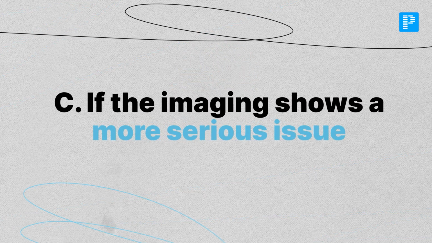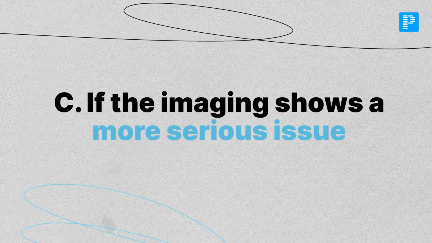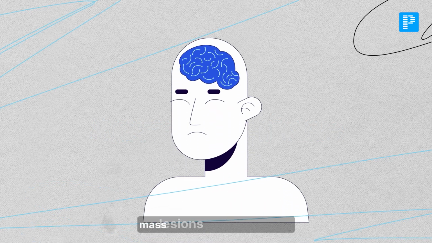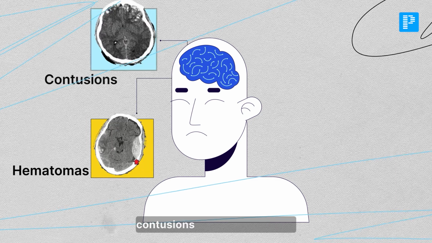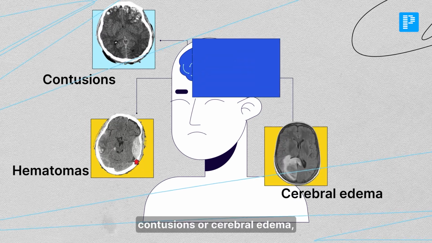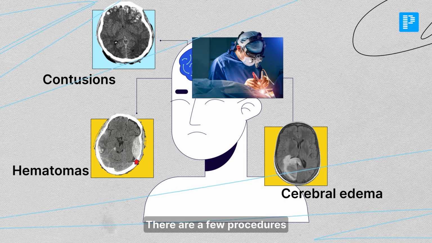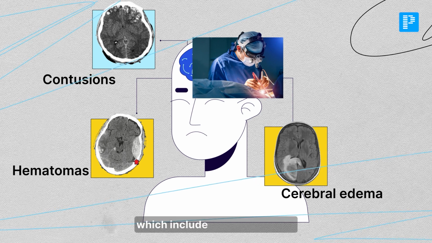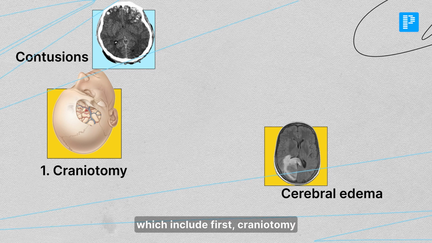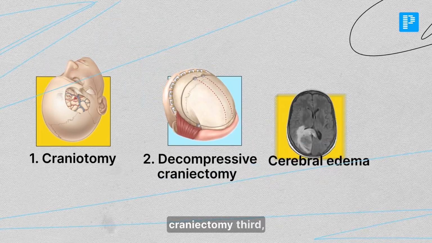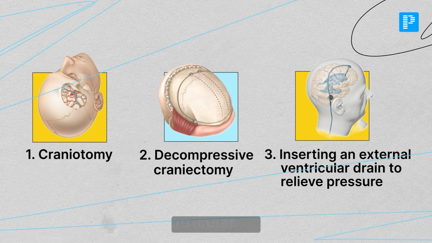Now, what if the imaging shows a more serious issue? In cases of increased intracranial pressure, mass lesions like hematomas, contusions, or cerebral edema, neurosurgical intervention may be needed. There are a few procedures you can opt for, which include: first, craniotomy; second, a decompressive craniectomy; third, inserting an external ventricular drain to relieve pressure.